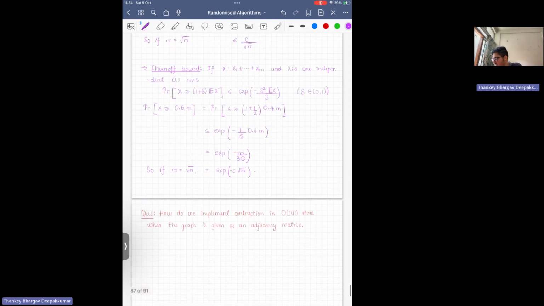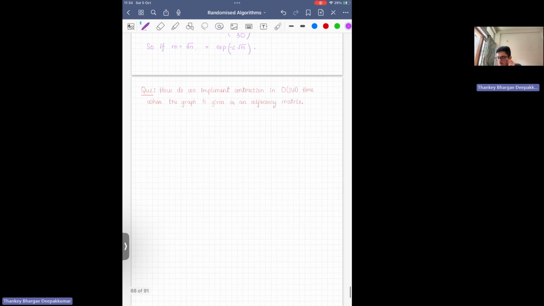Now let's look at the second problem. The second problem is how do we implement the contraction operation in order V squared time when the graph is given as an adjacency matrix. We encountered this question while looking at Karger's algorithm, and the contraction operation was a fundamental operation used in that algorithm. So let's quickly recall the operation, and then we'll see how to implement it in order V squared time.